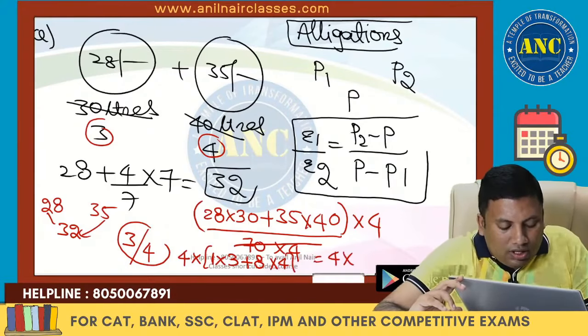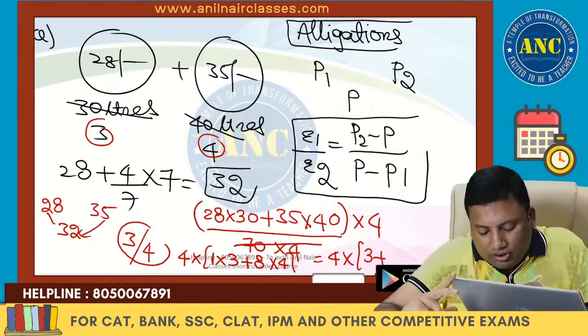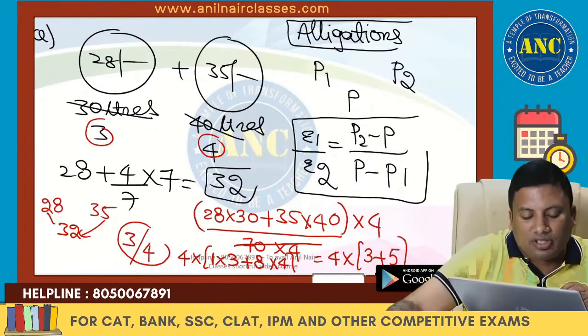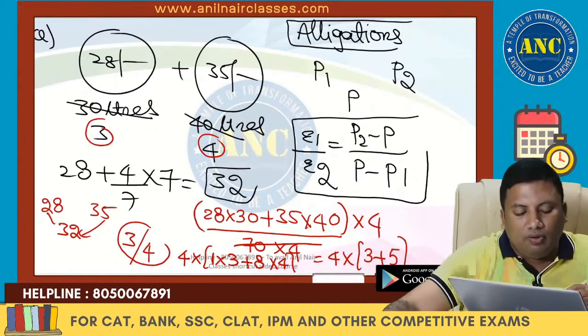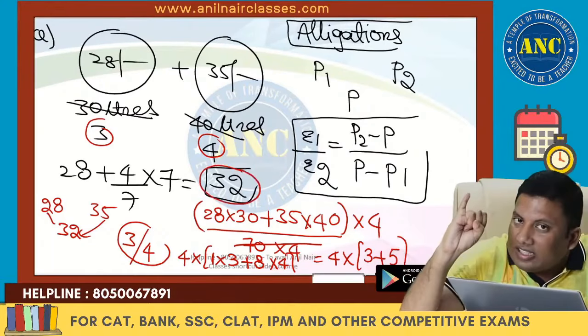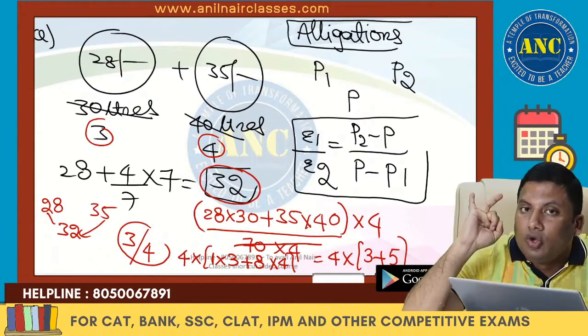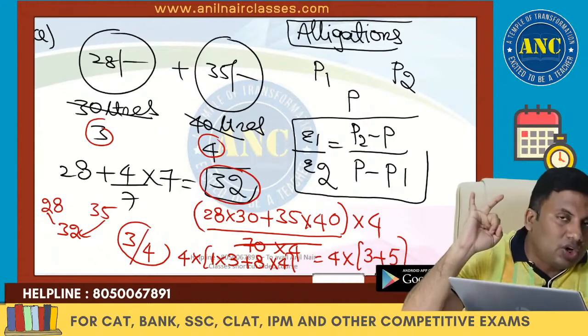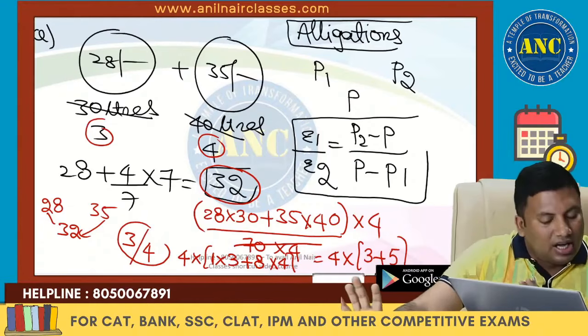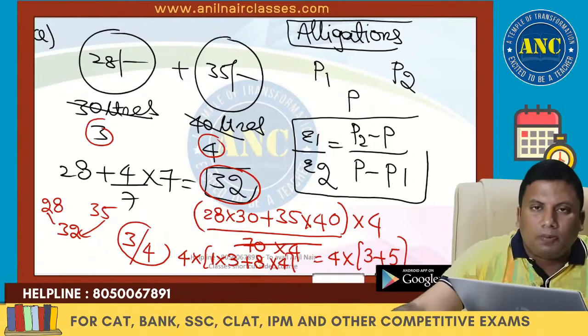4 into 1 into 3, it is 3. 4 8s are 32. 32 digital sum is 5. 5 plus 3, 8, 8 fours are 32. 3 plus 2, 5. Answer digital sum should be 5. You can use the digital sum concept in weighted average. You can use the ratio concept in weighted average. I hope it is clear.